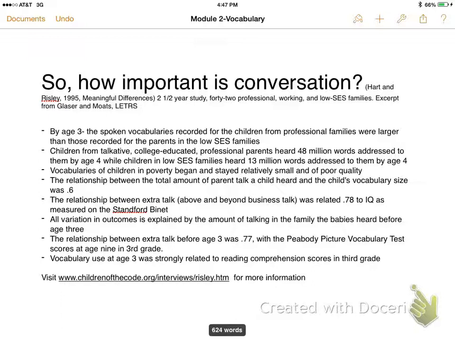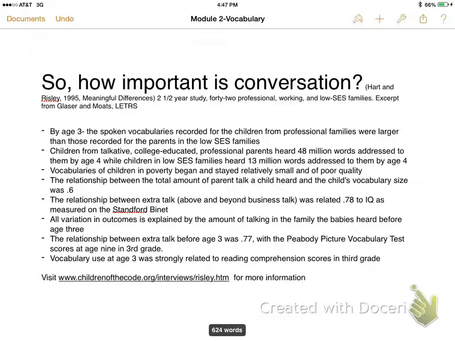All variation in outcomes between all the families, anything that didn't line up, can be explained by the amount of talking in the family that the babies heard before the age of 3. If you have a young child in your home, what you should be saying to yourself right now is, I better be talking. Now, children don't start talking until they're over into being 1 year old, and then they're saying one word. And then at age 2, they're starting to put words together and make simple sentences. But all of this is what they heard before the age of 3.